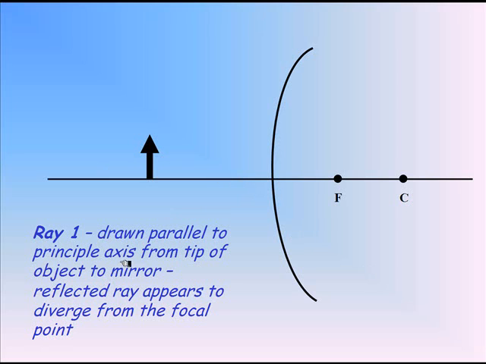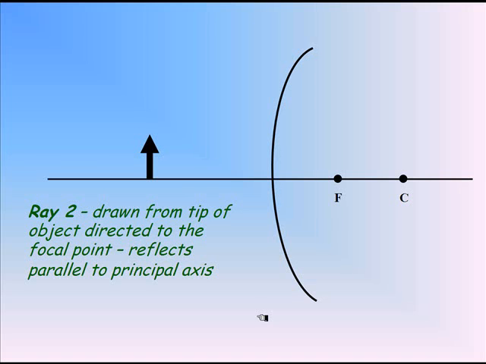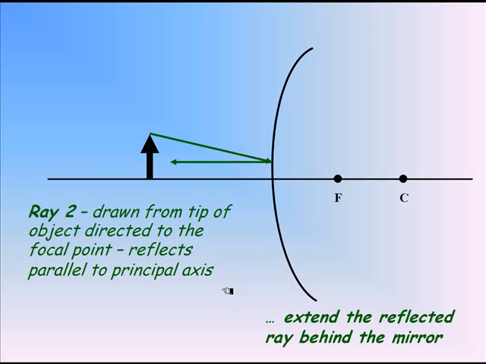Anyways, first ray, again, drawn parallel to the principal axis from the tip of the object to the mirror. The reflected ray appears to diverge from the focal point, as if it came from the focal point. And the second ray goes towards the focal point, which is behind the mirror, and then it's reflected parallel to the principal axis, and we can extend a line there. These two lines, the first line that we drew through the focal point, and this one, will actually tell us where the image is. The third line just confirms that.